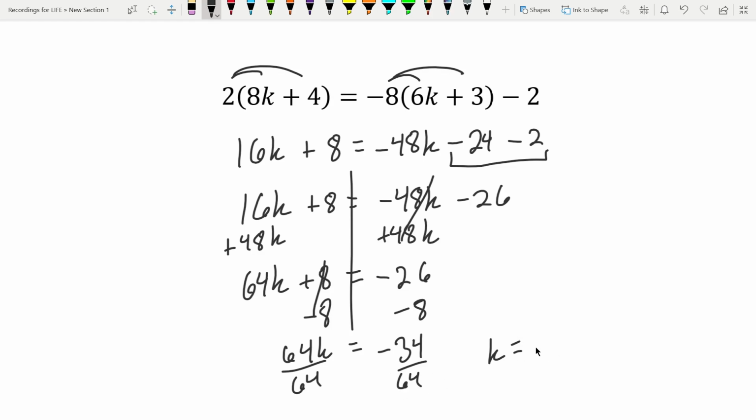negative divided by positive is negative. And then I can divide top and bottom by 2. It's going to give me 17 over 32. I think that's the best I can do there. So that will be my answer.